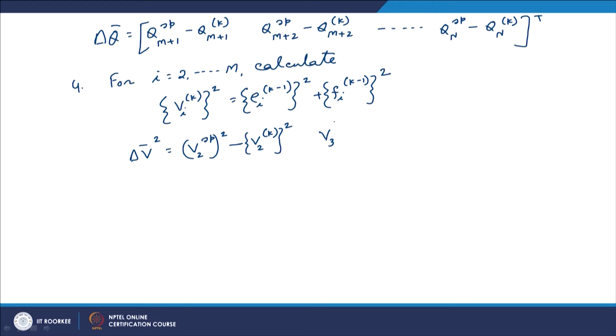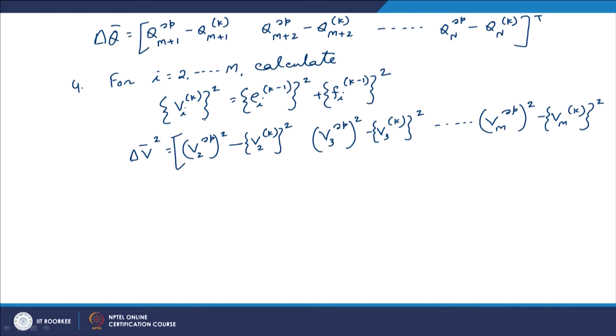then V3 specified square minus V3 k square, dot dot dot, Vm, because we are doing only up to the PV buses. Vm specified square minus Vm k whole square, transpose T. So in step 5, what we have got is different subvectors of this mismatch vector.